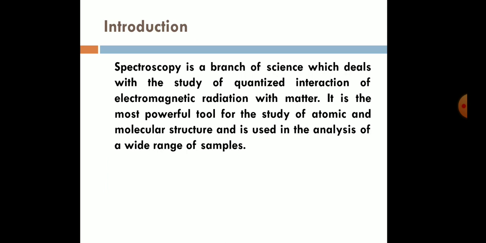Now to begin with, we'll take up the definition of spectroscopy. Spectroscopy deals with the study of quantized interaction of electromagnetic radiation with matter. Or simply I can say, it is the study of interaction of light with matter. Now what is matter? Matter is that organic compound whose structure we want to determine. So with the help of spectroscopy, which is considered as a very powerful tool, the structural determination of the compounds is done.